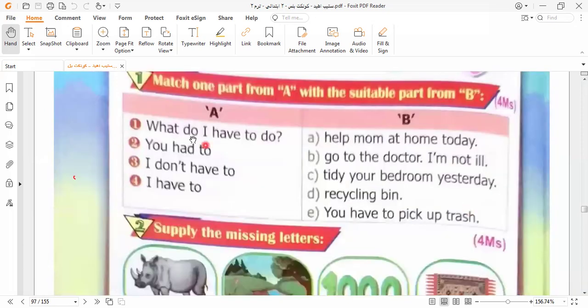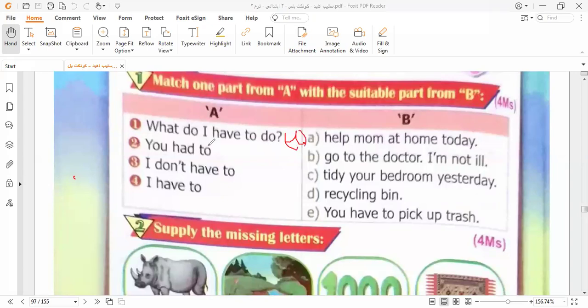What do I have to do? We answered a question like this on the previous page. I think it's easy to answer it with us. What do I have to do? You have to pick up the trash. So I select number E by this one, so this one would be my number E here.